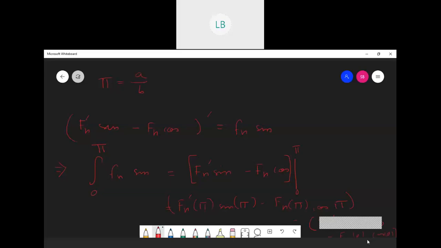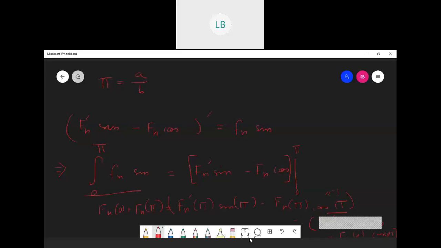So the sine pi will be 0, and cos pi will be minus 1, and again sine of 0 is 0 and cos 0 is 1. So minus minus cancel out. Just do it and it will give you F n 0 plus F n pi. This is what you will get, and we are doing this from our claim 2. So is this clear to all of you?